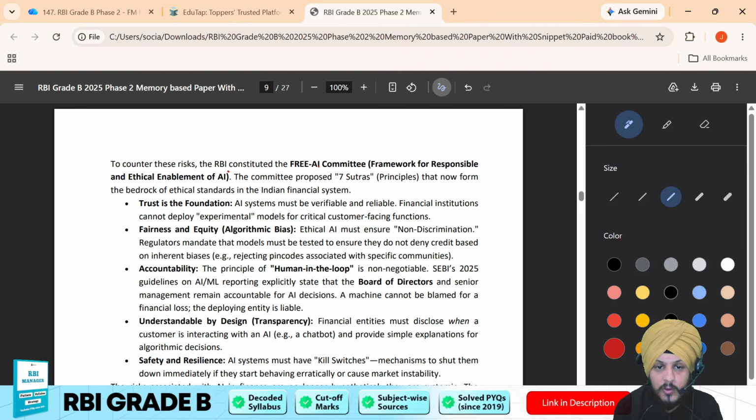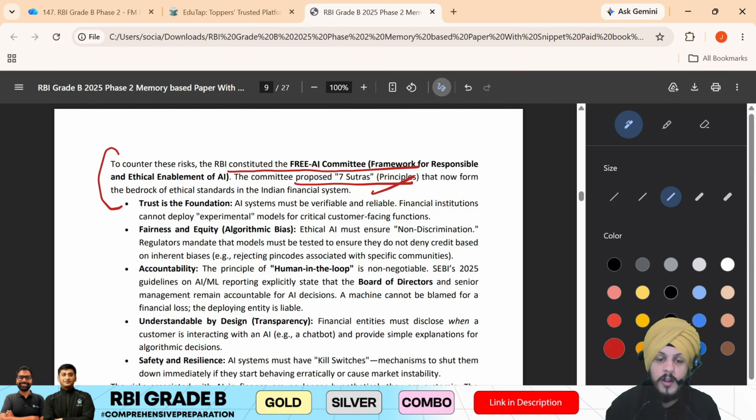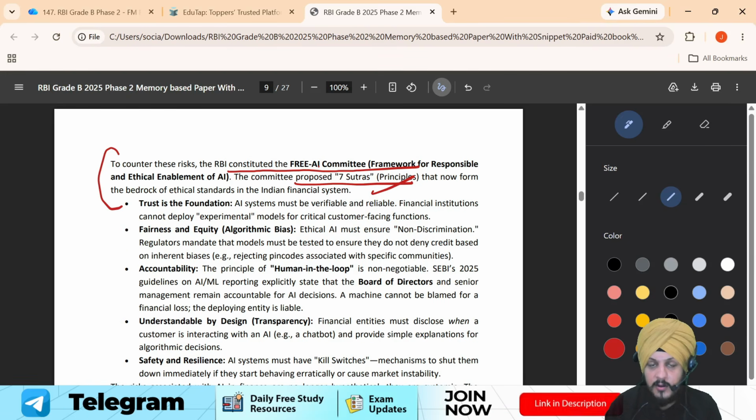As I told you, RBI constituted the FREE-AI committee, and the committee proposed 7 sutras or 7 principles, and the question was asked based upon that only, right? So you could have written these points if you had covered that report.